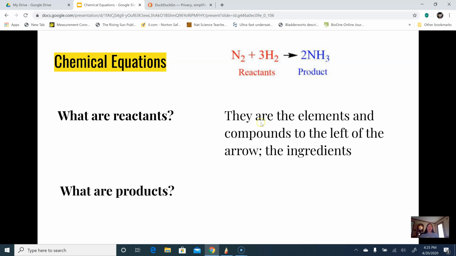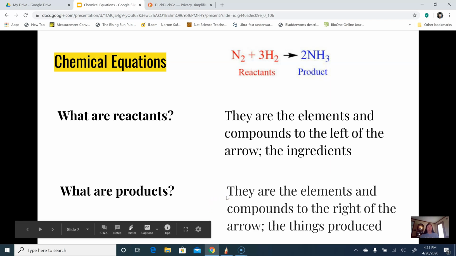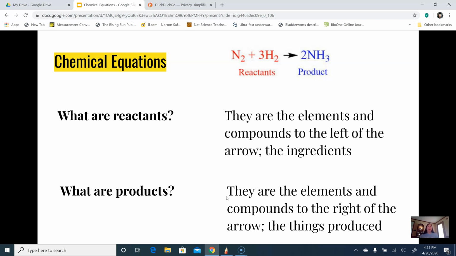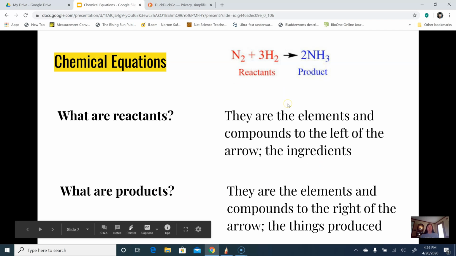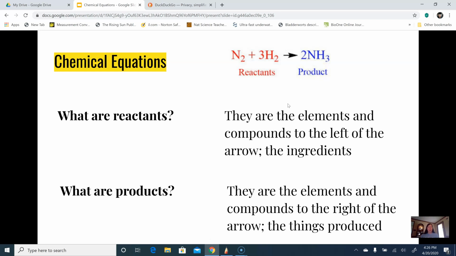Then if we look on the right-hand side of the arrow, you'll see the blue are the products. In this case, you've only got one product being created. So anything on the right is called a product. Anything on the left is called a reactant. So again, right here we have a chemical reaction illustrated by a chemical equation. We've taken a nitrogen gas and a hydrogen gas and produced ammonia.